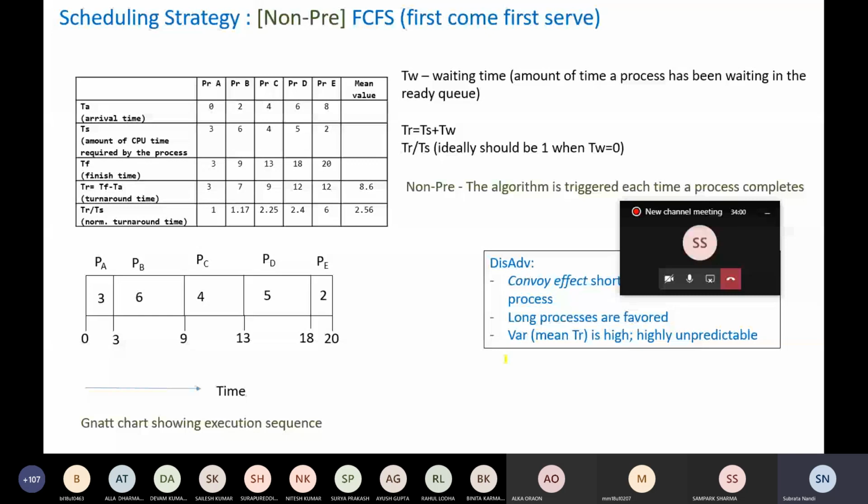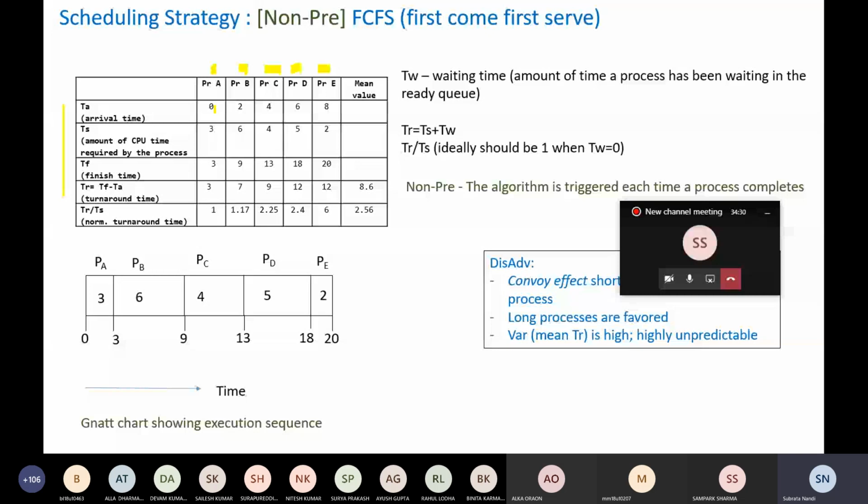So first is the FCFS, first come first serve. As you can see in this table, we show the process names, process A, B, C, D and E. There are 5 processes that we consider, and these are the typical process related parameters shown here. So TA is the arrival time. This is the time when process A arrives in the system. It is almost at the beginning, t equals 0.